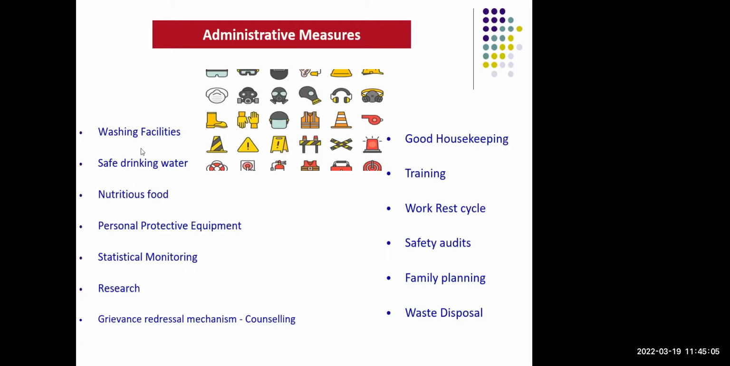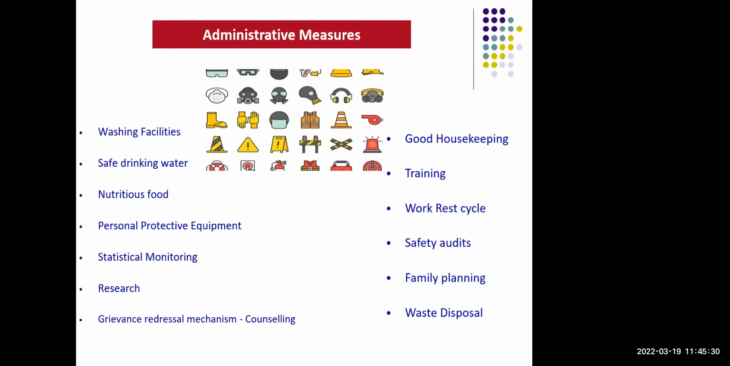So you should have washing facilities. You tell the person to wash hands, but the washing facility is 20 minutes away. He is not going to do it. Safe drinking water, very, very important. So you check your water for potability, and on the water cooler, you paste that: this water has been tested on this date. The next testing date is this. So it gives confidence to the person who is drinking water.